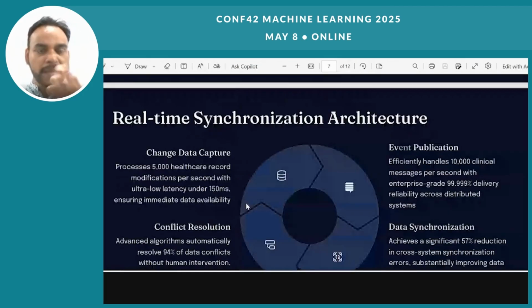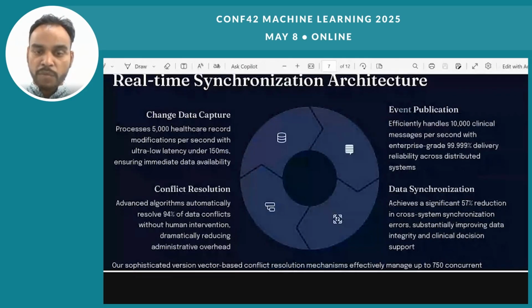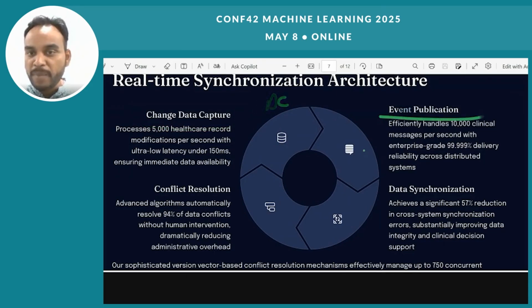When we talk about real-time synchronization architecture, we talk about change data capture, also called CDC, event publication, data synchronization, and conflict resolution.